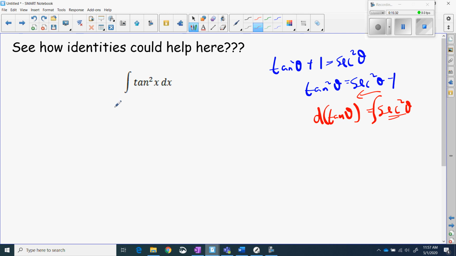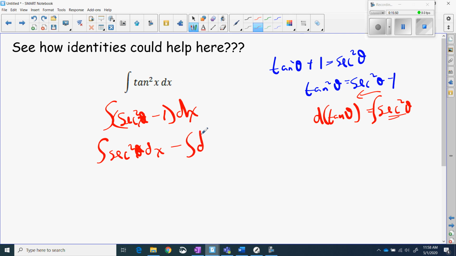So I think we definitely would want to just swap this out to secant squared theta minus 1 dx. Then it becomes the integral of secant squared x dx minus the integral of dx. This one is tangent x, and this one would just be minus x plus c. So again, trig identities played a role in here. Continuing on.